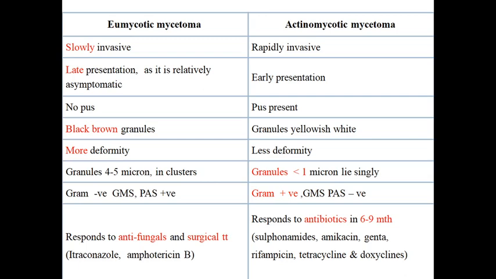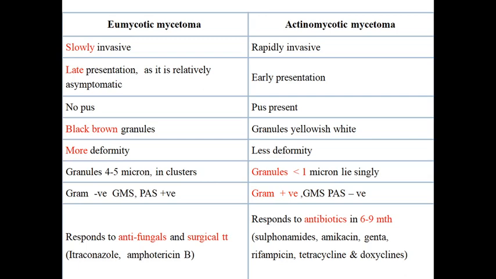The deformities are more in eumycetoma. Although they are slow, there is late presentation, but deformities are more because they are ignored more. So patients report to the treating physician late. When they come for the diagnosis, it is already late. Deep bone involvement can be there, so total deformity of the foot can be there. Actinomycetoma is more symptomatic and more inflammatory. That's why early presentation is there, so fewer deformities are there.